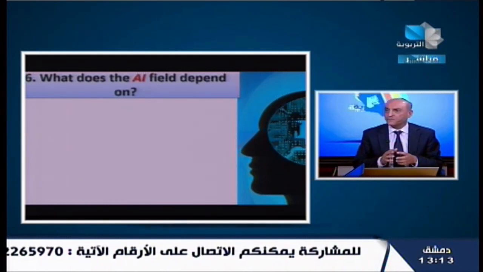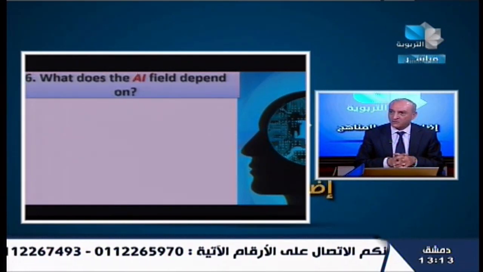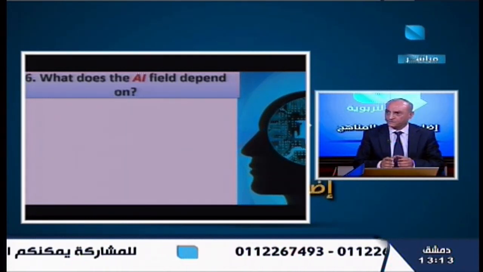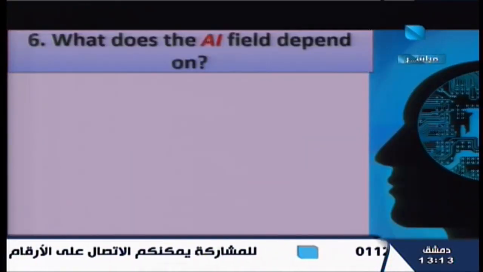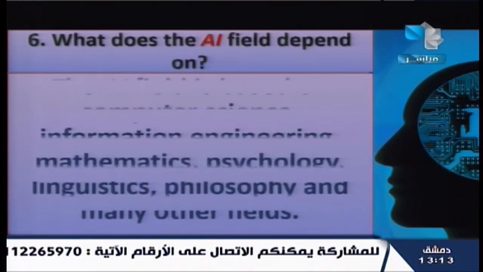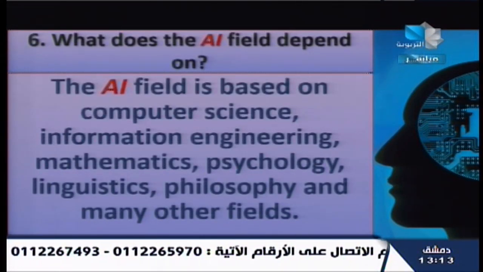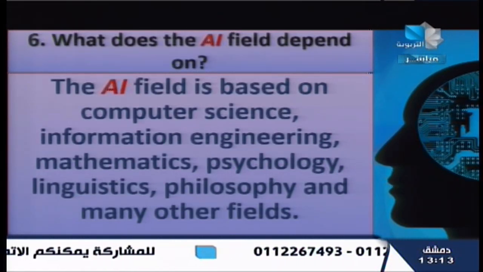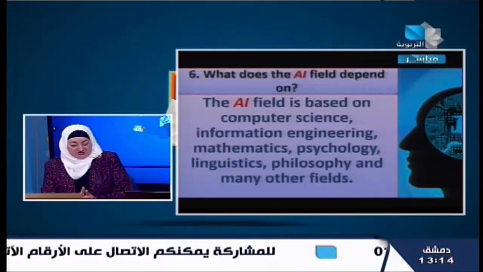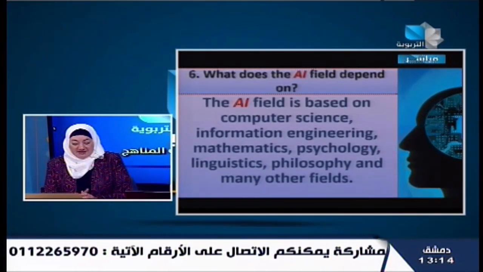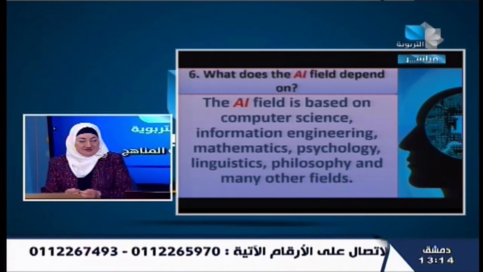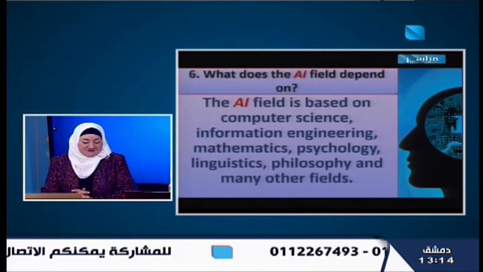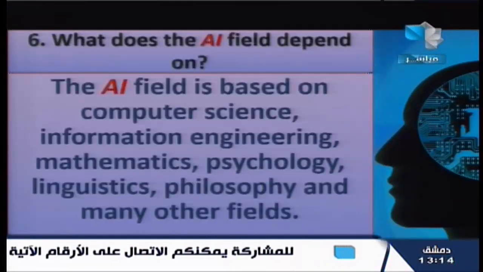Okay, Ms. Hanan, what does the AI field depend on? If we want to talk about this field, what does it depend on? Mainly, of course, it depends on computer science. So the artificial intelligence field is based on computer science, information engineering, there are many branches, mathematics, psychology, linguistics, philosophy, and many other fields. So many fields work together to form artificial intelligence.